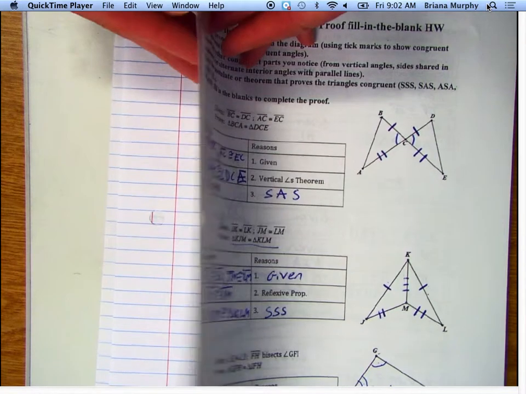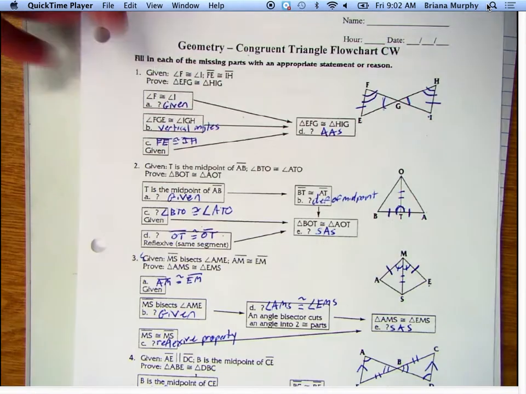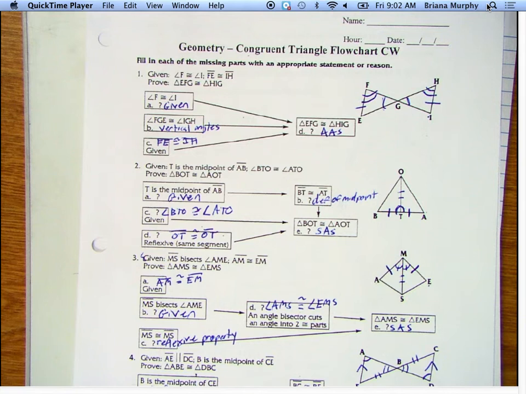A look at the flowchart first. Okay, so it is recording right now. It is recording. So if we could get through this part quickly.